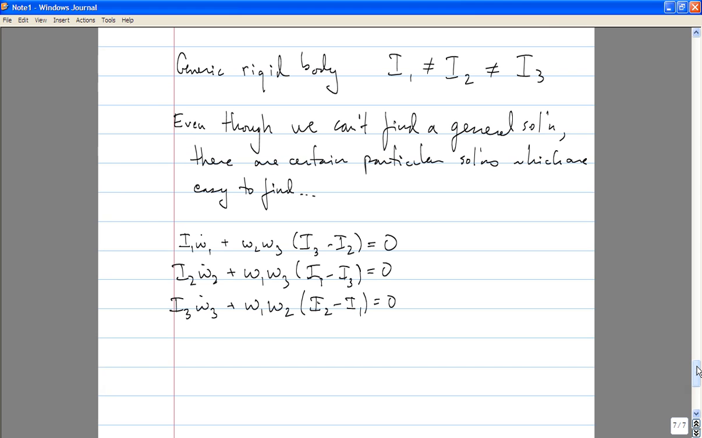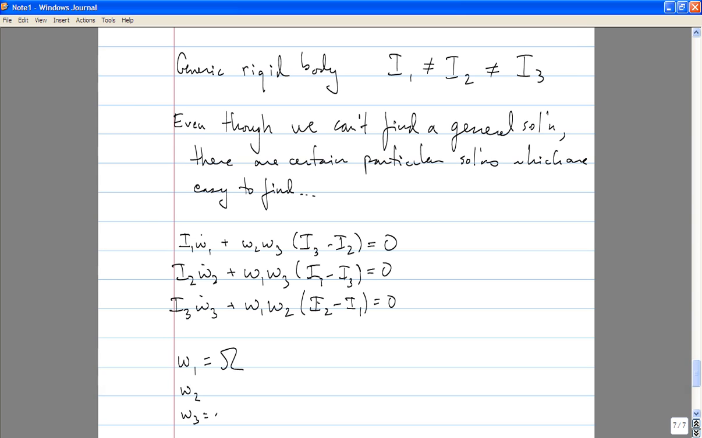Okay. So let's look for a solution where the object is rotating about one of the principal axes. So let's say omega 1 is equal to a constant, and omega 2 and omega 3 vanish.